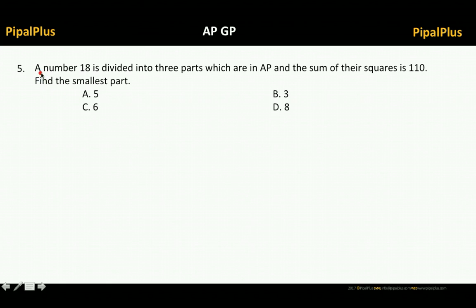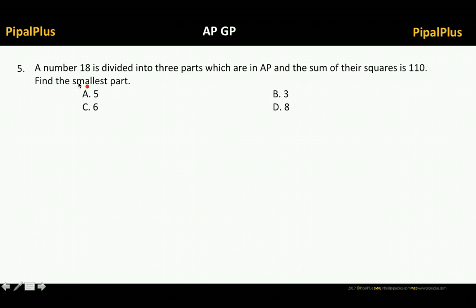Now let's look at this question. It says a number 18 is divided into 3 parts and all of them are in an arithmetic progression. It is also given that the sum of their squares is 110. So what we need to do is find the smallest of these 3 parts.